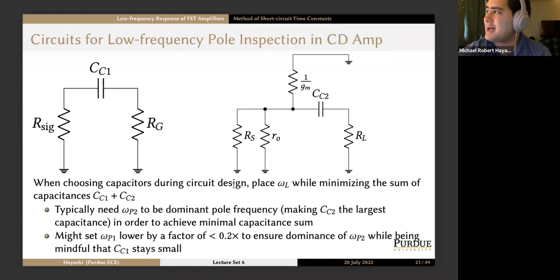So if we were doing this as a design problem, we would place omega L on minimizing the sum of capacitances CC1 and CC2. We want omega P2 to be the dominant pole frequency, so the one associated with this coupling capacitor and the source. Make it the largest capacitance to minimize the capacitance sum. We'll set this to be lower than a factor of 2 times to be the dominant, to make sure CC1 still stays small.